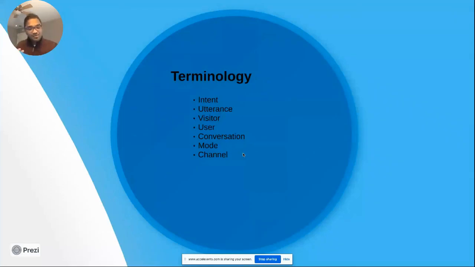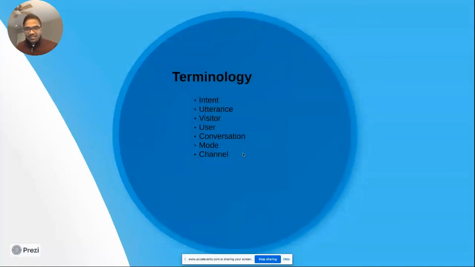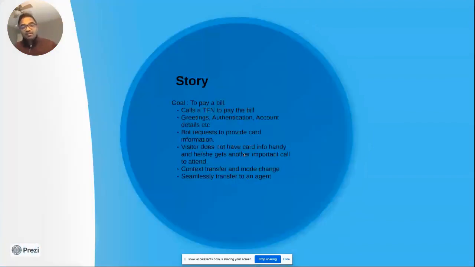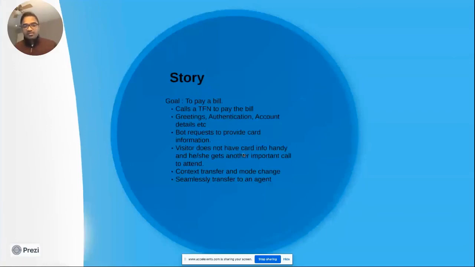Those are the terminologies. So probably you now understand more about the modes, the channels, and the terminologies in the industry. And now let's go into the story. This is one of the use cases which I have been trying to solve, and we're very close to solving most of these things in the use case we're going to look at. So what is a visitor's goal? The goal is to pay the bill, which is the visitor's intent.